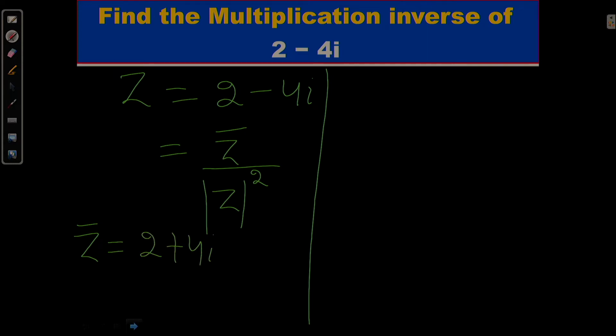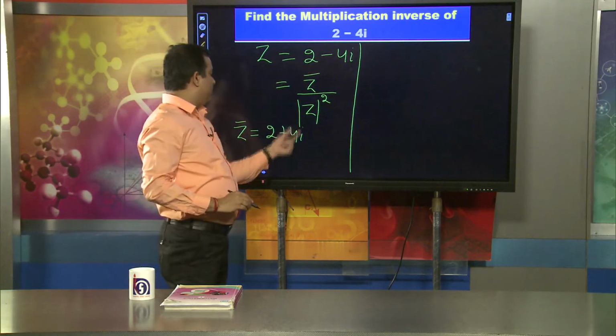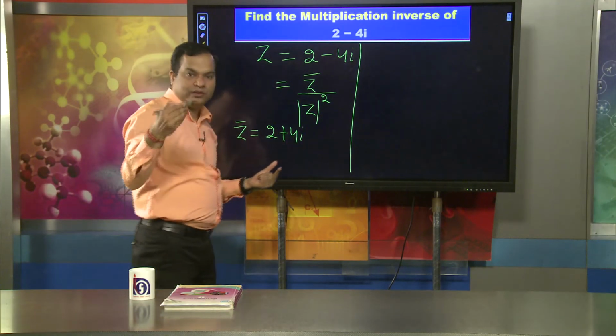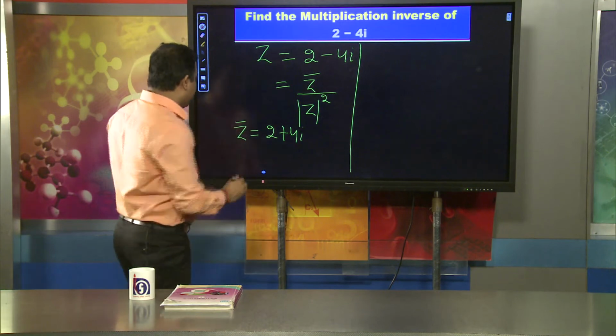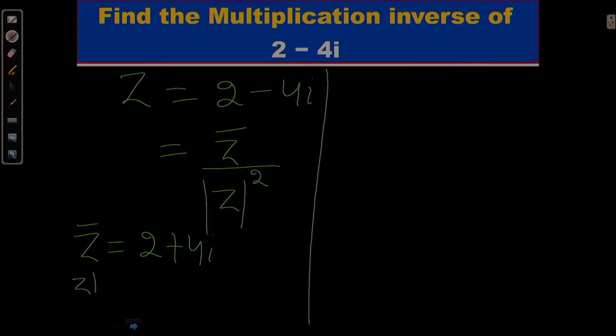It is correct, because the negative becomes positive in the case of the conjugate. The modulus of z equals the square root of 2 squared plus minus 4 squared, which equals the square root of 16 plus 4, which is the square root of 20.